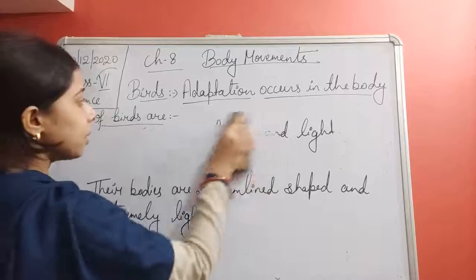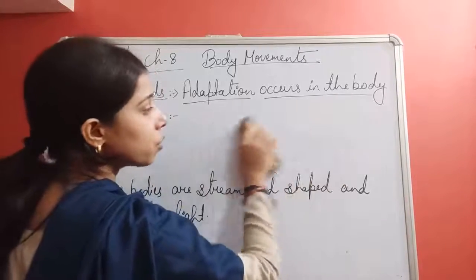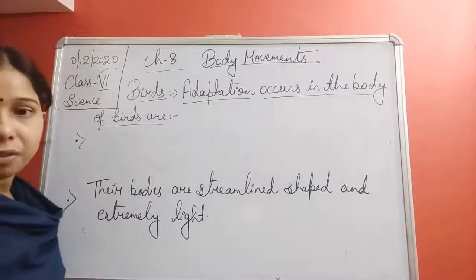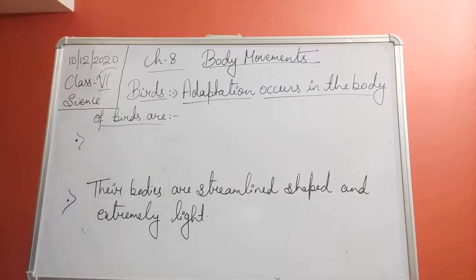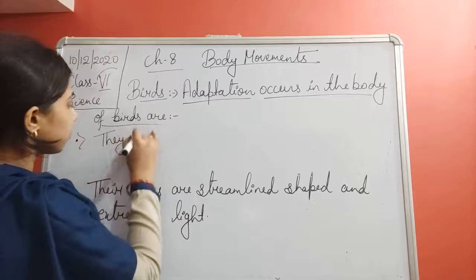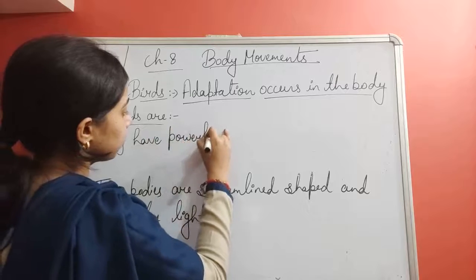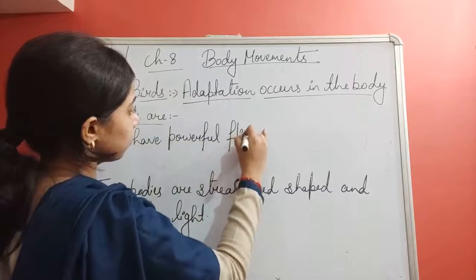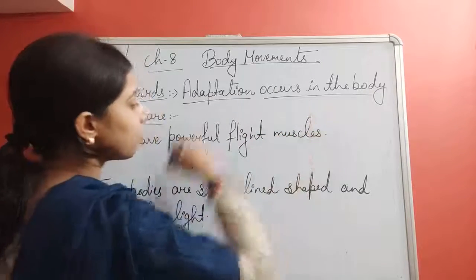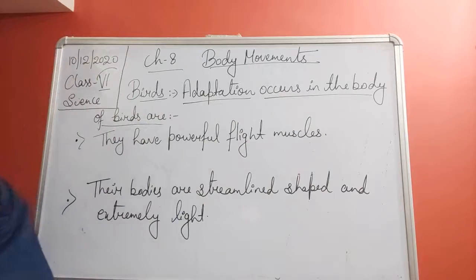Please write all these points, it is very important, because the question may be asked what are the different adaptations which occur in the body of the birds due to which they can fly. Okay, so we can write it, they have powerful flight muscles. Their flight muscle is very powerful, due to which they are able to fly easily.